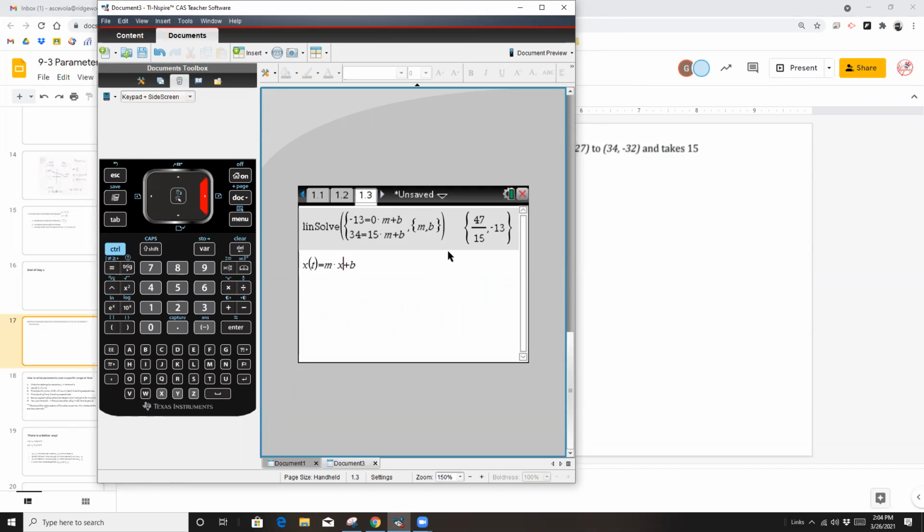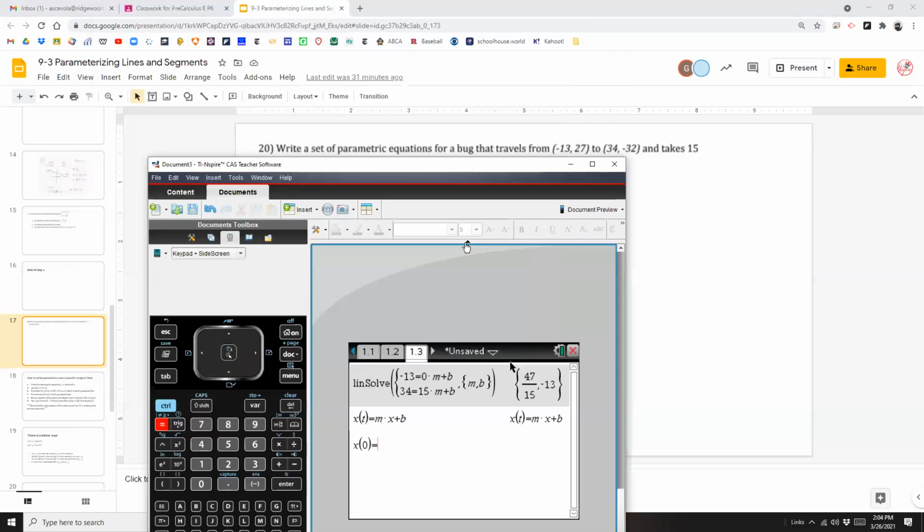And I wanted x of 0 to equal the x coordinate of our first point, because we wanted it to start at the x coordinate negative 13 and then end at the x coordinate. So ending means after 15 minutes. So when t is 15, end at negative 32. So then if you plug in 0 for t and negative 13, so this should be, I messed that up.